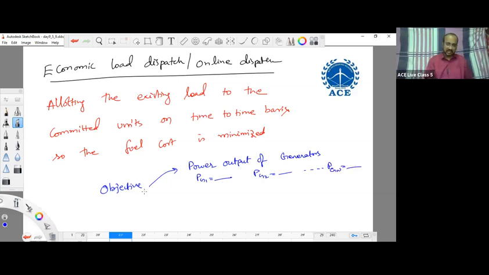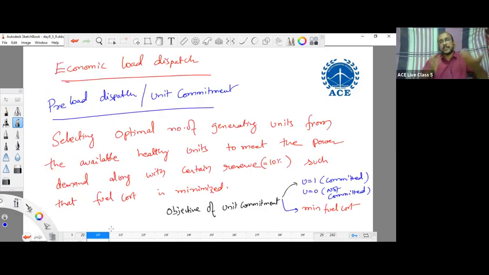That is given by this economic load dispatch problem, and it will also minimize the fuel cost. We should minimize the fuel cost and generate the power. How much power is to be generated? That is done by the economic load dispatch problem. So we have defined what we mean by preload dispatch. Preload means pre, before going for meeting the load, you need to schedule that. That is done by preload dispatch.